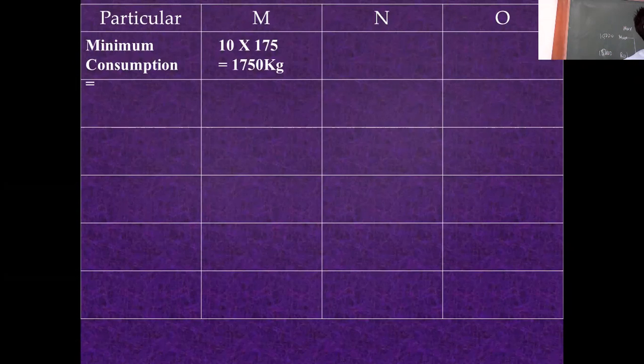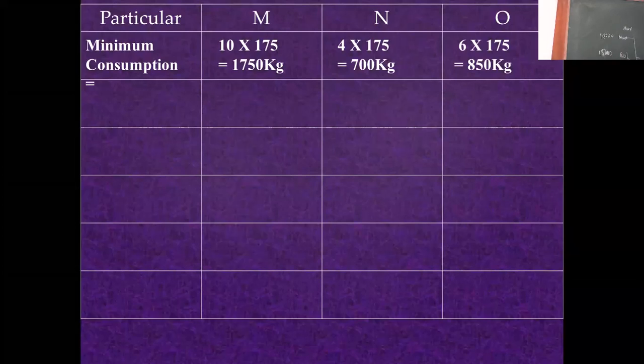For N raw material, 1 unit requires 4 kg, and minimum production is 175. So we multiply that, we will get 700. And third, the minimum required is 6 kg per unit, your minimum production is 175. Multiply that, you will get the minimum consumption.